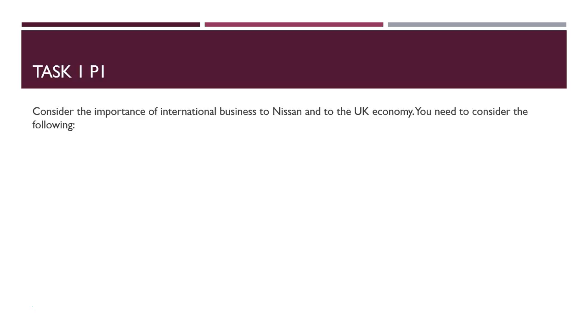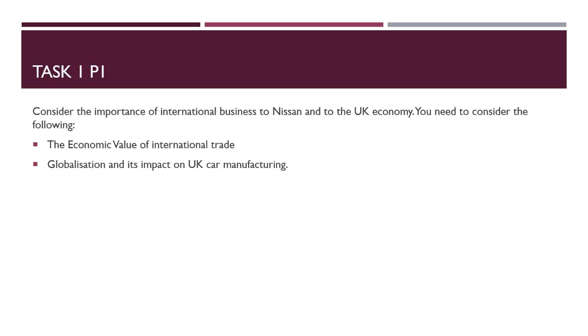So the first part, for P1, is this: to consider the importance of international business to Nissan and the UK economy. You need to consider the following things, and I'm going to go through these point by point. The economic value of international trade, we have looked at that as a statistic. It's a hard thing to do, but you do have it as a statistic in your workbook. Globalisation and its impact on UK car manufacturing. Again, that's something we've looked at. You can have a look at it in your workbook.